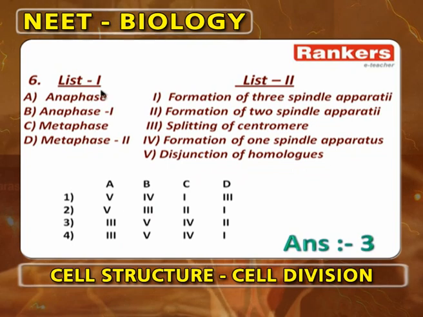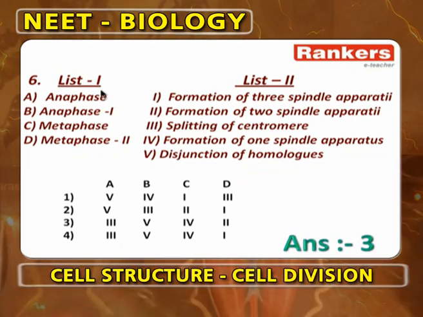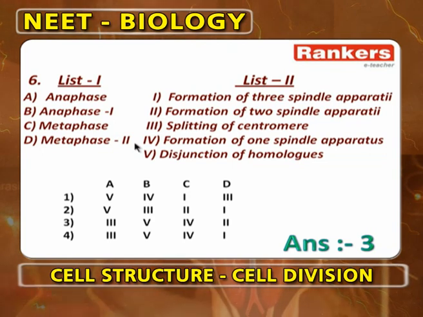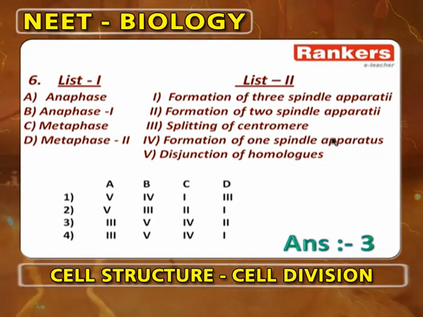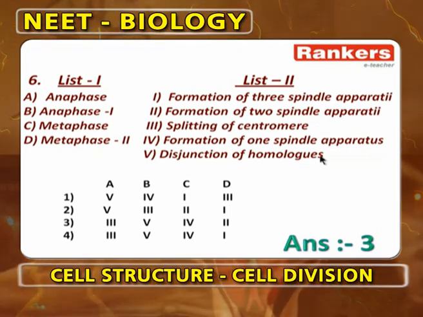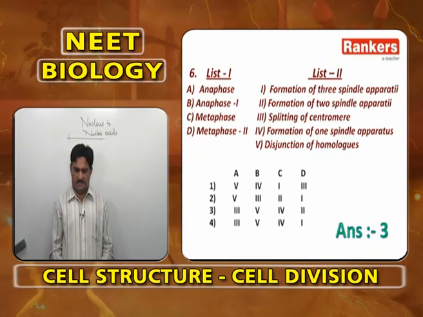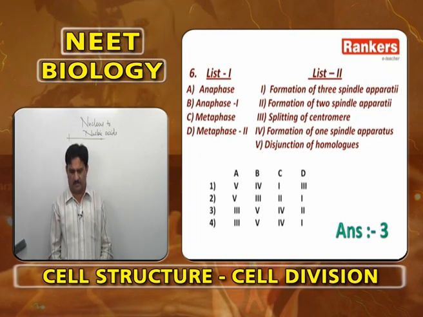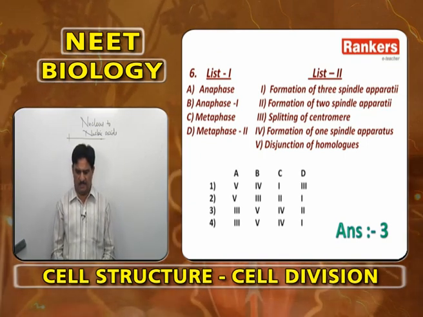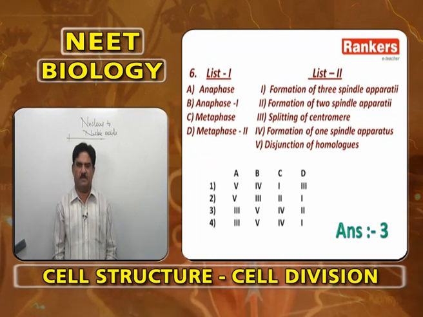Again regarding mitosis and meiosis. Anaphase 1, metaphase 1. Formation of 3 spindle apparatus, formation of 2 spindle apparatus, splitting of centromere, formation of 1 spindle apparatus, disjunction of homologous chromosomes. For this, A is 3. Anaphase, splitting of centromere. Whenever splitting of centromere takes place, only then daughter chromosomes are formed. Anaphase 1, 5, disjunction of homologous chromosomes.